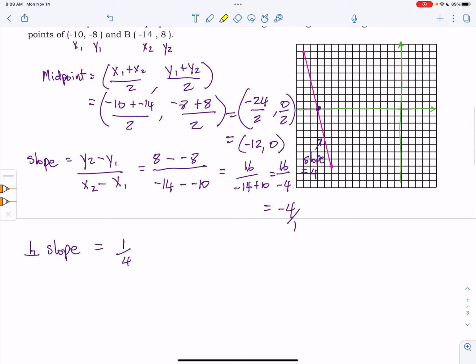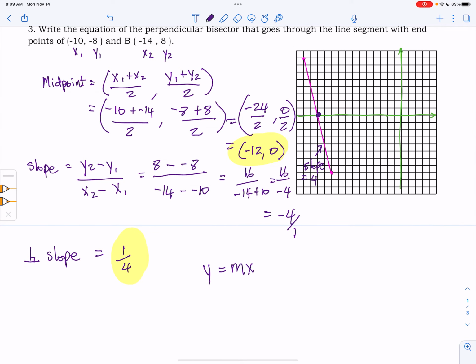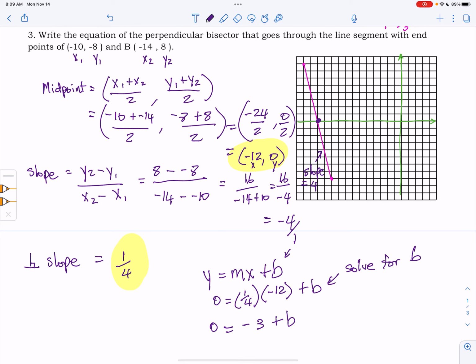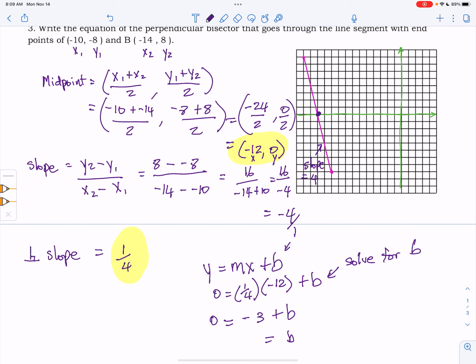Now we have two things that we need. We have a slope and we have a point. And that's all we need in order to plug into y equals mx plus b in order to find b. So with our point, let's label this x and y. We have 0 is equal to 1/4 times negative 12 plus b. Now we can solve for b. And so we get that 0 is equal to negative 3 plus b, and b is equal to 3.